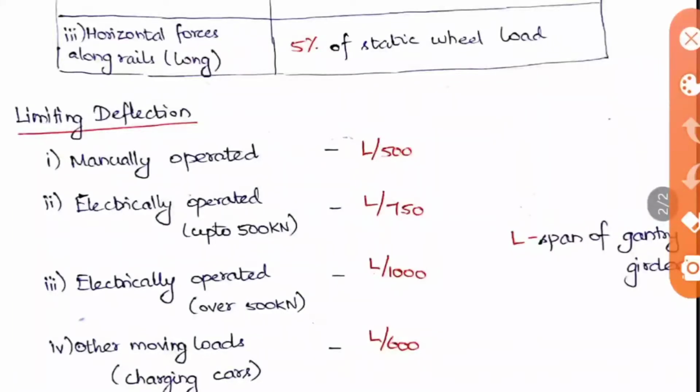When it is electrically operated, it is divided into two categories. One is when it is carrying a weight of up to 500 kilonewton, it is L by 750. If it is more than 500 kilonewton, it should be L by 1000. And then other moving loads such as charging cars, because we have these crabs and trolleys, they use these charging cars upon that crane bridge itself to do the purpose. These loads are called other moving loads. When this is also happening, it should be L by 600.